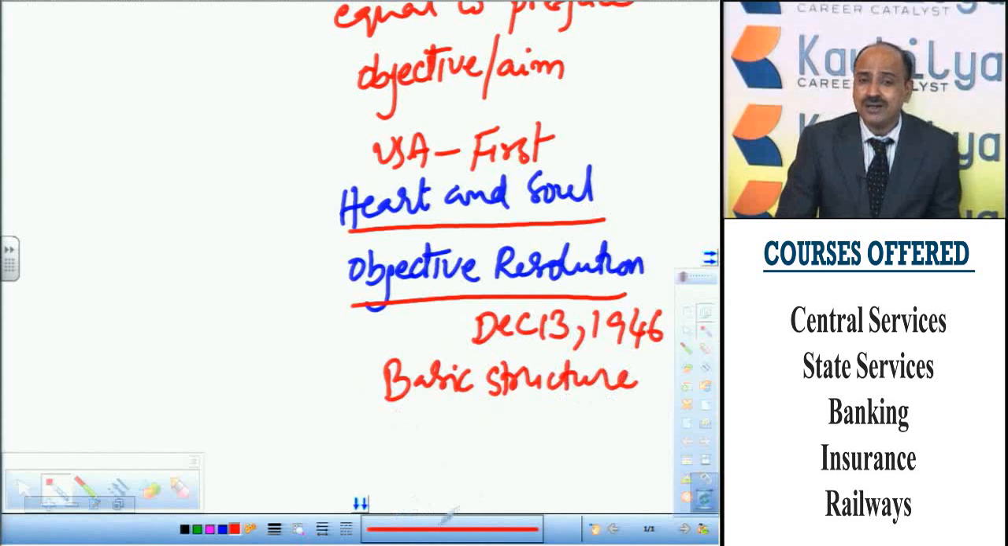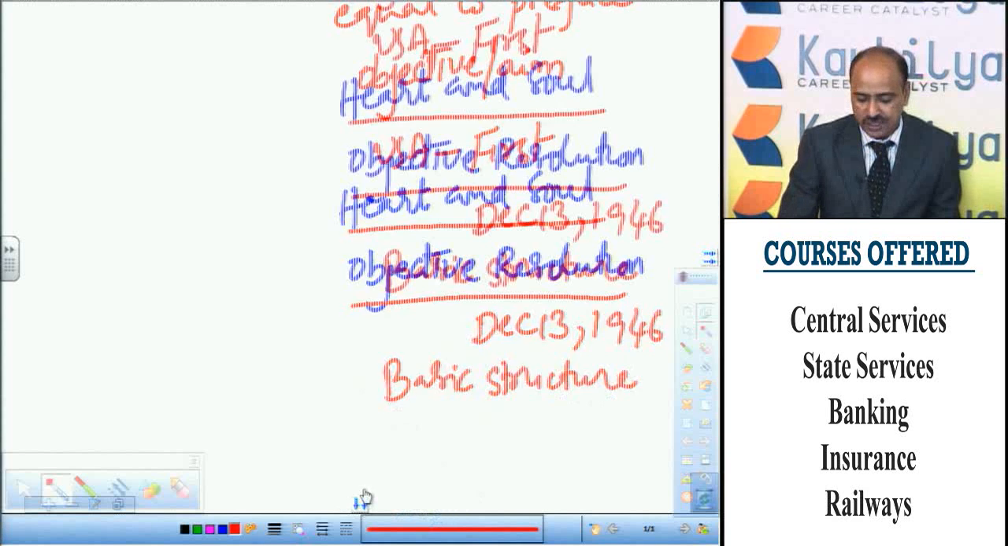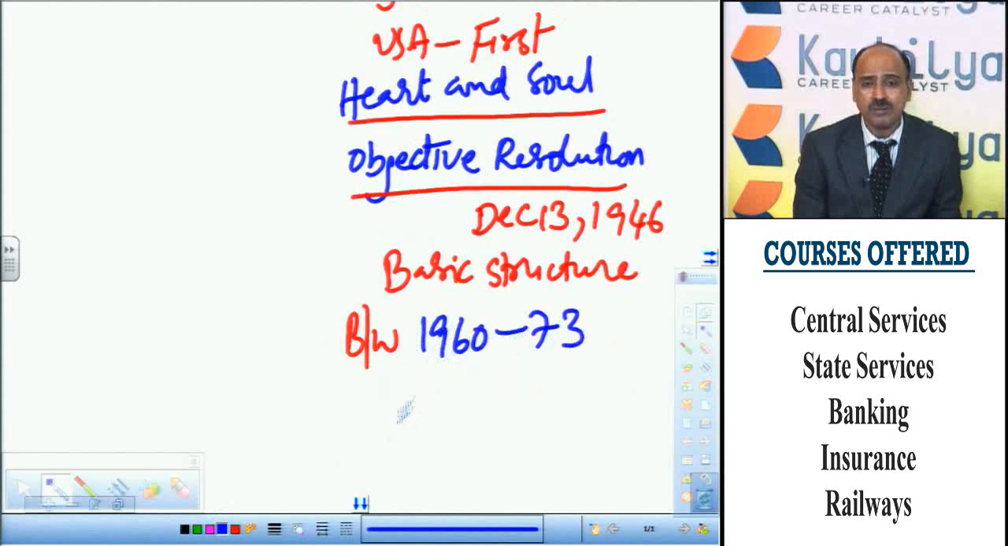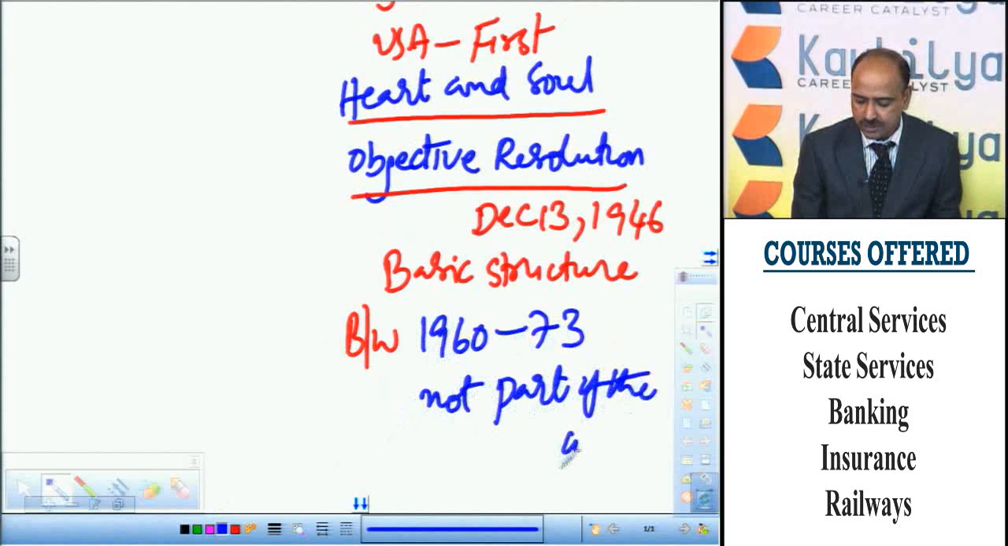But no article or part is devoted to explaining the preamble. After the preamble, parts and articles start in our Constitution, even though it comes under the basic structure. But between 1960 and 1973, the preamble was not part of the Constitution. In some cases at that time, the Supreme Court had given judgment that it is not part of the Constitution.